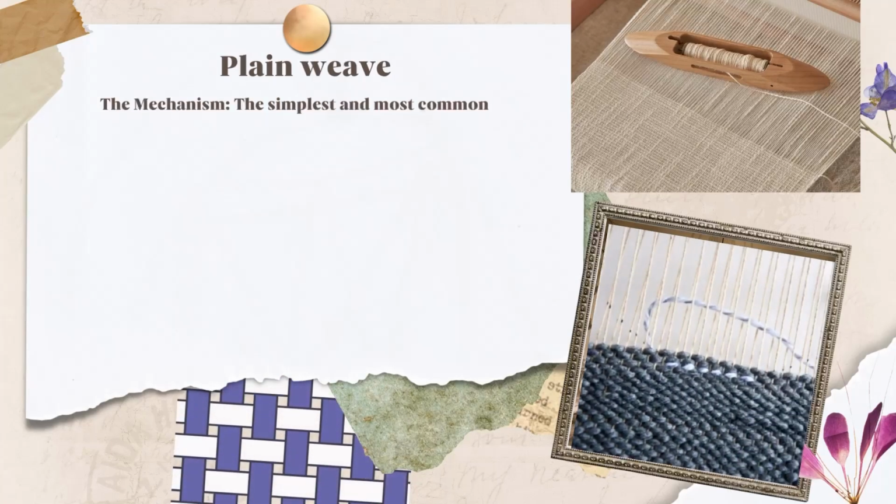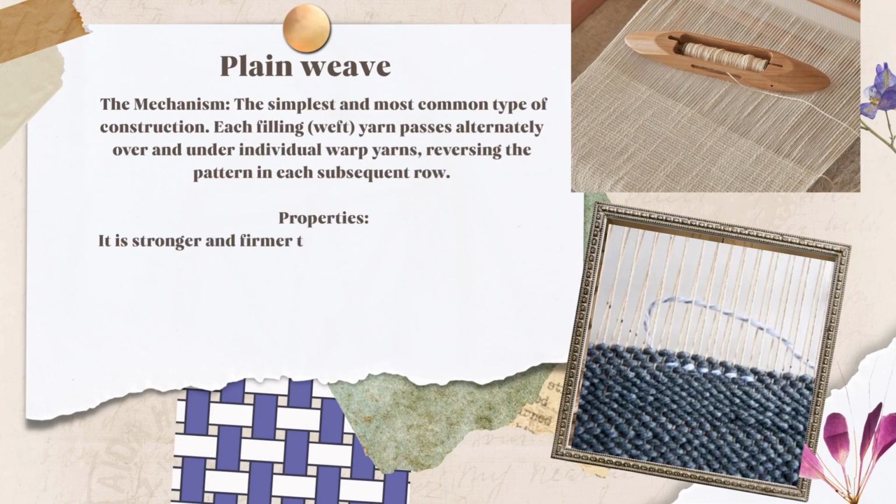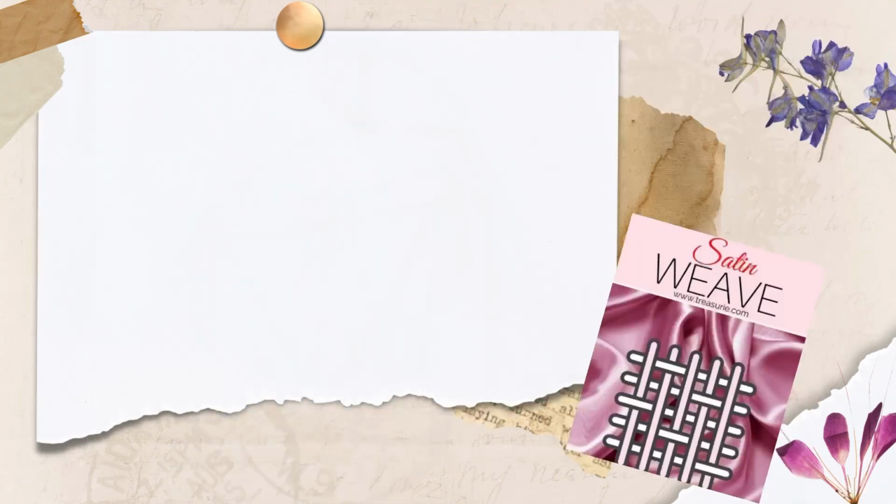Plain weave. First is the plain weave, the simplest and the most common style. Think of a checkerboard where threads go over and under one by one. It is stronger and firmer than any other ordinary weave. It produces a flat, tight, and highly durable surface. Examples: taffeta, crepe, muslin, and organdy.